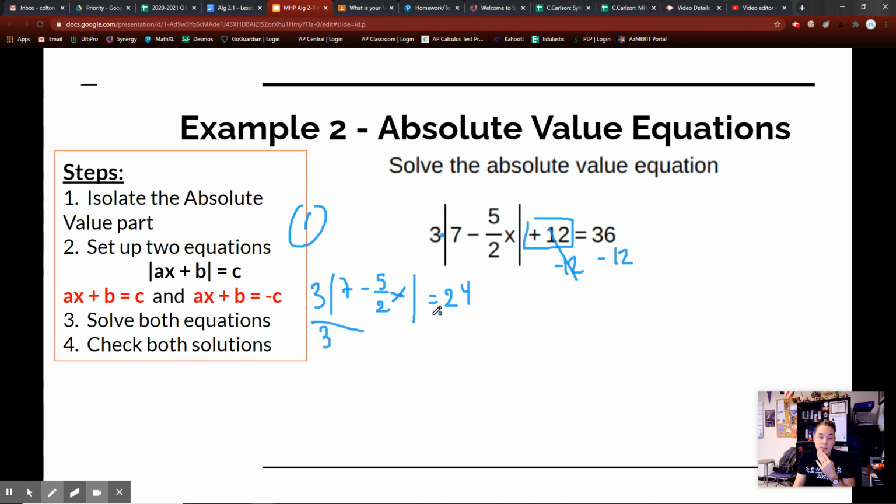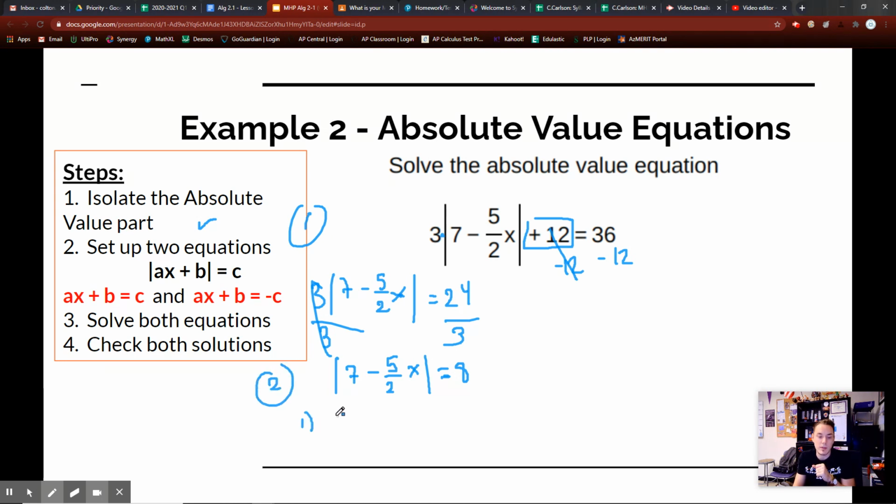Now what we can do is divide by 3 to both sides. That goes poofy. So what am I left with? I'm left with the absolute value. Make sure you write down the absolute value. That's important. Absolute value of 7 minus 5 over 2x, and then this equals 24 divided by 3 is 8. All right. Now, is it isolated? Yes, it is. So yay, we can check mark and we can start writing our 2 equations.